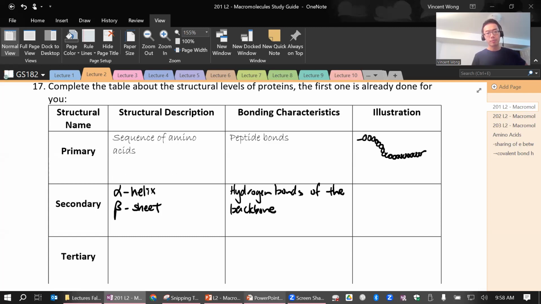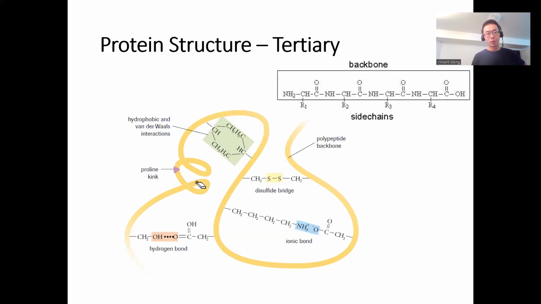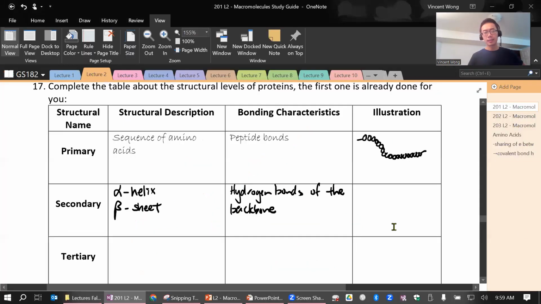Okay, let me show you the backbone again. The yellow part here, that's the backbone. The backbone doesn't change. It's always the same thing, C double bond O, and so on and so forth. I can draw this out for you in a bit to clarify it. So for the illustration, you either have the helix or you have the zigzag.